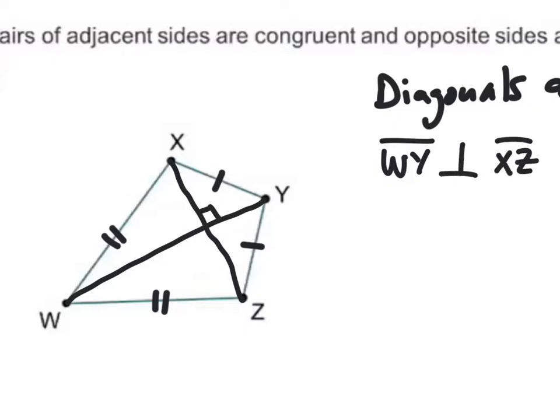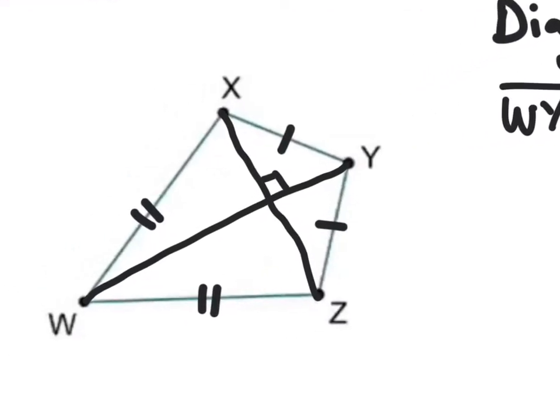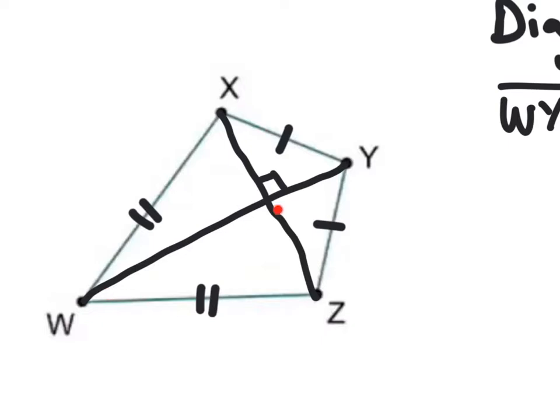Now I also know that this diagonal here, WY, is also an angle bisector. So I can cut this angle in half, and then I can cut this angle in half as well. Kind of interesting. You get some interesting congruent triangles inside of here. Also, let's make this point O here, the intersection of those two. I also know that XO is congruent to OZ.